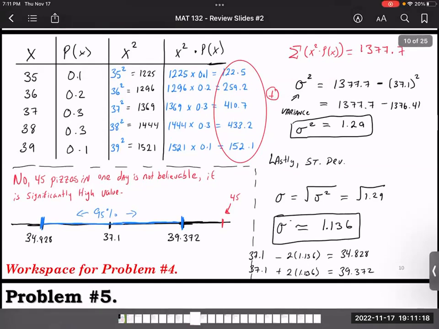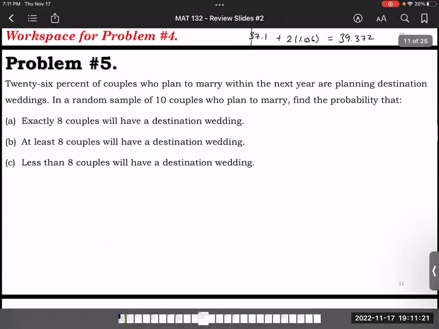Let's look at problem 5. How many problems do I have today? I think I have like 10. All right, problem 5. 26% of couples who plan to marry within the next year are planning destination weddings. In a random sample of 10 couples who plan to marry, find the probability that exactly 8 couples will have a destination wedding. Part B, at least 8 couples will have a destination wedding. And part C, less than 8 couples will have a destination wedding.